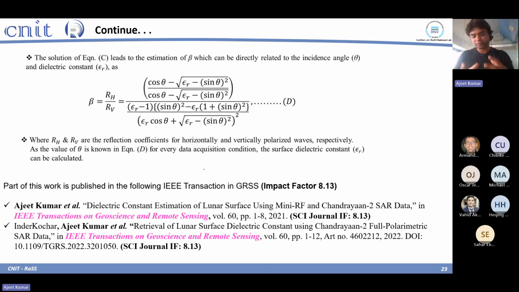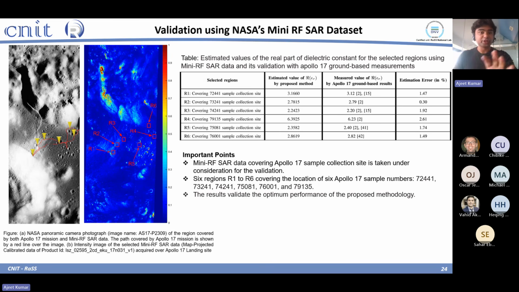This concept, with the results, has been published in two different Transactions papers, one by me, and then it was extended for full polarimetry by one of the PhD scholars, and he also published it just after 1 year. So we'll be discussing the data for sure. We validated our methodology over the Apollo 17 mission site. So it was very nice. The work of this paper was part of one of the projects from ISRO on the Chandrayaan-2 data sets.